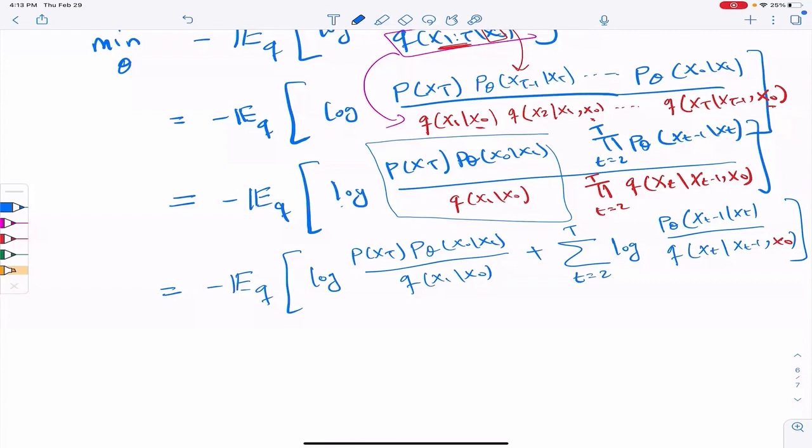Does it make sense? I'm just putting them in groups and applying log. It broke down this multiplication. So I have the log of the first term, and then this product will turn into a summation. Log goes into it, and I have one term which is P theta xt minus 1 given xt divided by Q xt given xt minus 1, x0.